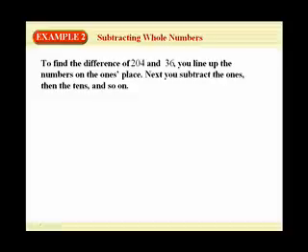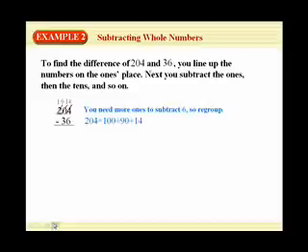So let's take a look at how the book does this. You'll notice the first thing they did is they lined their numbers up. Second, you look at the ones place, and you'll notice that there was not enough right here. You can't take 6 away from 4. So we've got to make that 4 bigger. So we go next door and we try to borrow.